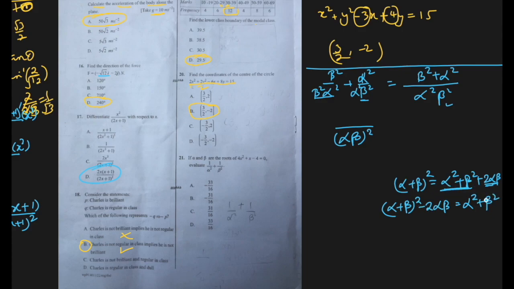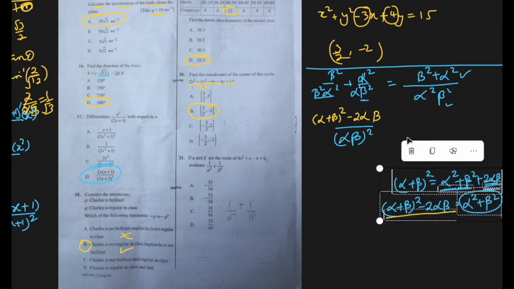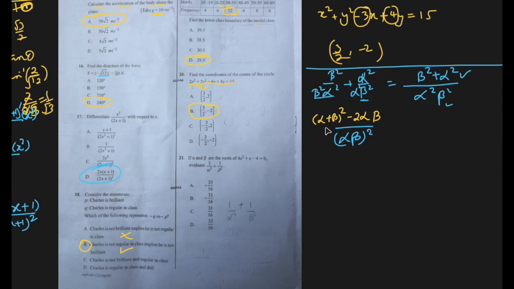So the alpha square beta square denominator stayed there, and 2 alpha beta came here, and this is what our numerator is. We'll substitute the numerator with the value we just got: (alpha plus beta) square minus 2 alpha beta. Now we have everything ready. We just need to know the sum of the roots. This alpha plus beta is the sum of the roots, right? So what is the sum of the roots, alpha plus beta, equal to? It's minus b over a, right?